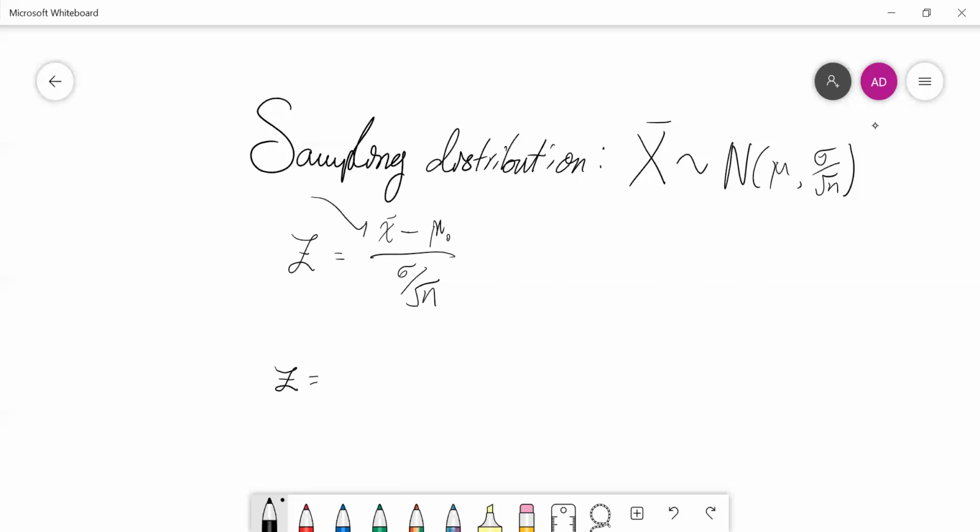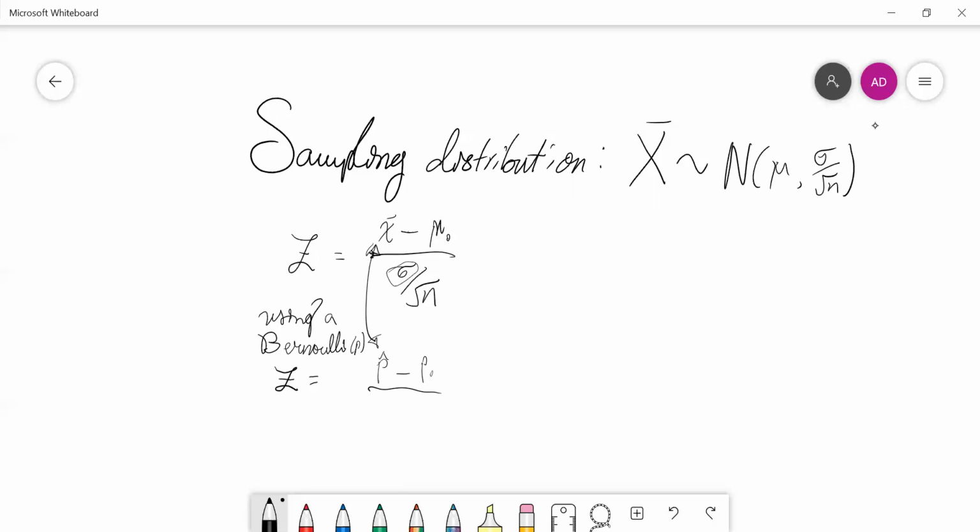Now, this x bar, when we have a Bernoulli, let's say we use a Bernoulli random variable, is going to be replaced with a p hat, minus a p naught. And now we need to know what the standard deviation of this thing is going to be.